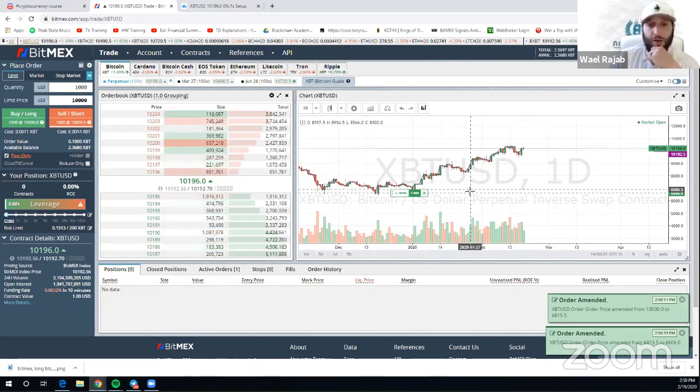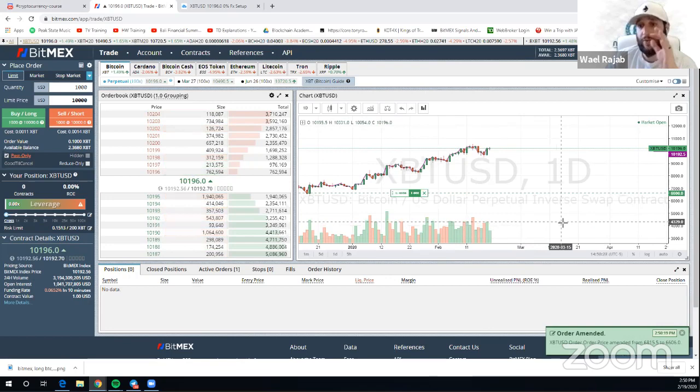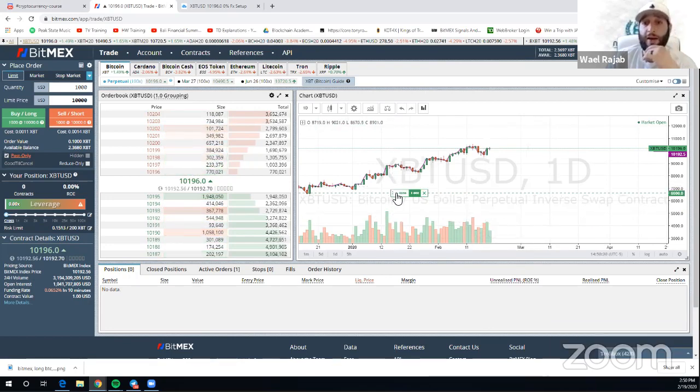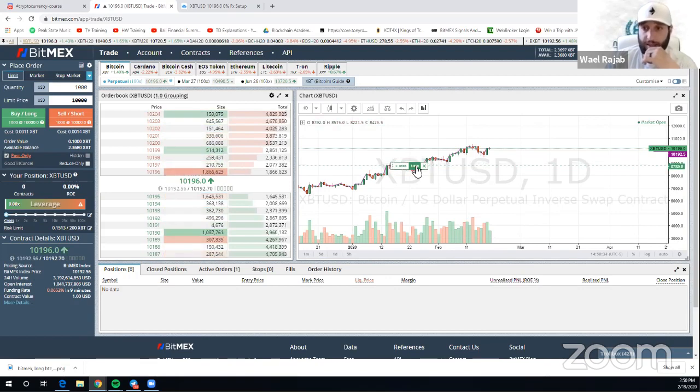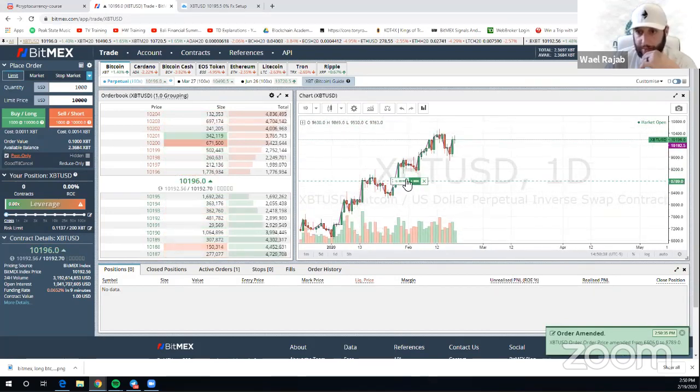I could walk away from the computer. I can do whatever I want, but my order is now placed here. And this is the way I would recommend you to put your orders in. Doing some technical analysis, looking at some areas of support and resistance, and then picking an area. So this could be a good area, as you can see.